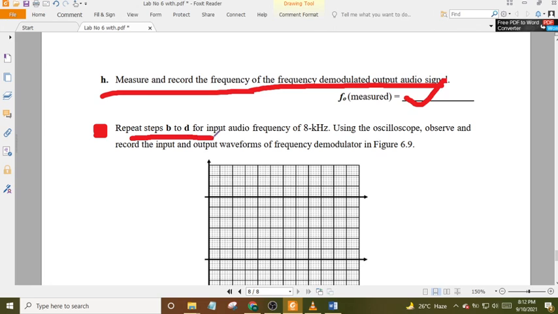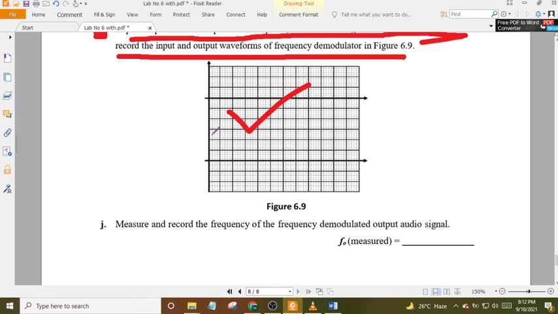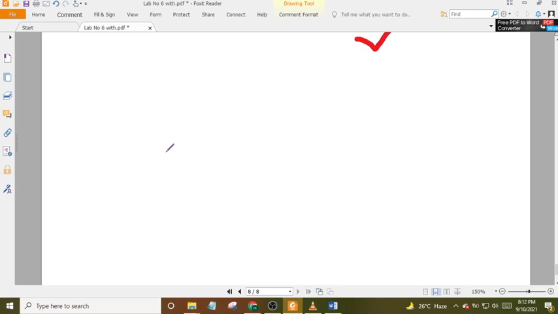Repeat steps D to H for an input audio frequency of 8 kHz. Using the oscilloscope, observe and record the input and output waveforms of the frequency demodulator in figure 6.9. Figure 6.9. J. Measure and record the frequency of the frequency demodulated output audio signal. fo measured equals.